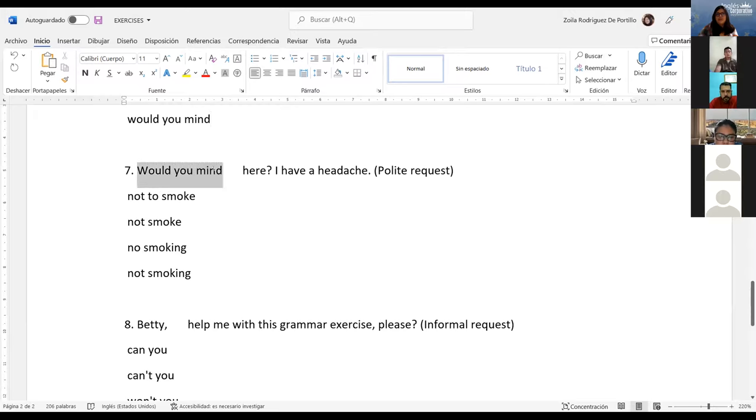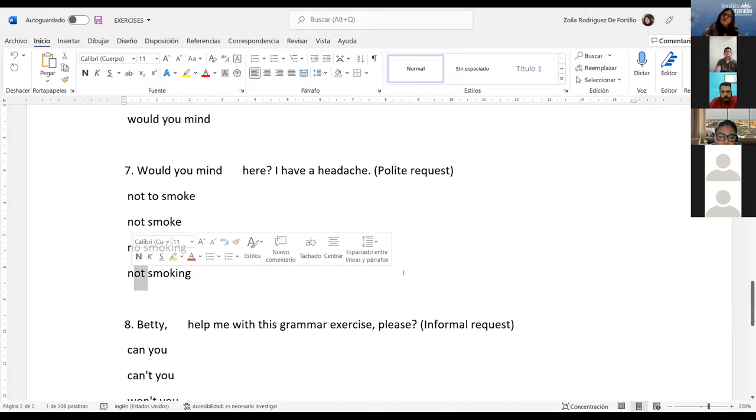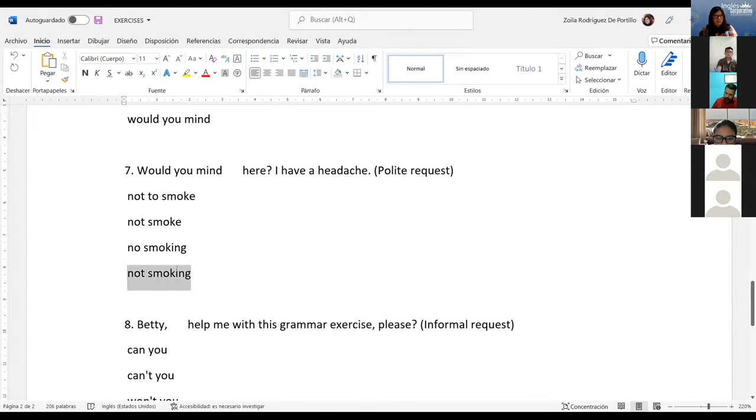When we use this structure, would you mind, in affirmative, remember that the verb goes in -ing. When we use it in negative, we use "not." No solo "no," but "not." And you say, would you mind not smoking here? Yes, that would be the structure.